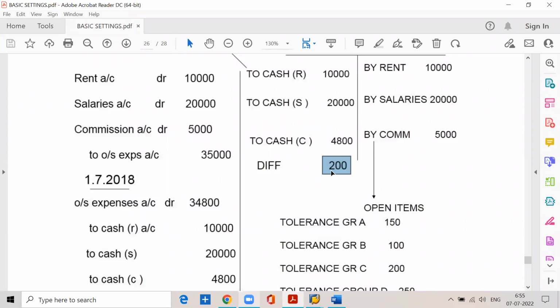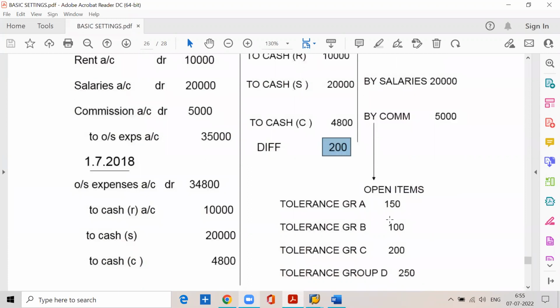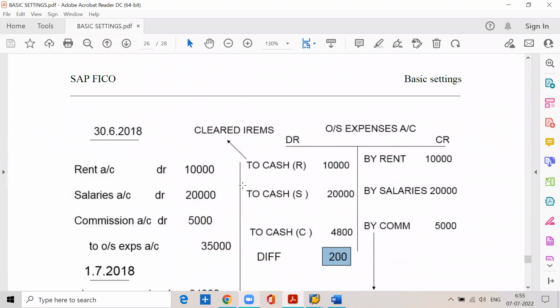But in SAP, the system itself will prepare the P&L account and balance sheet. In that case, how does the system know whether this difference of 200 rupees is to be transferred to balance sheet or P&L account? For that, we use the tolerance groups.